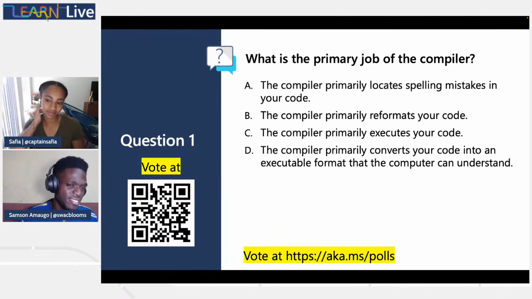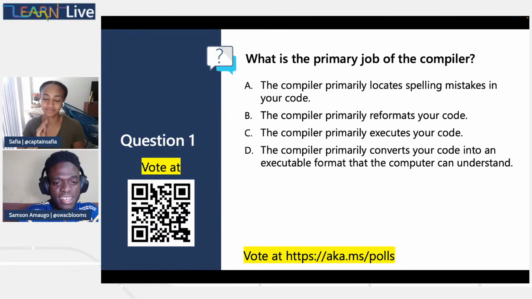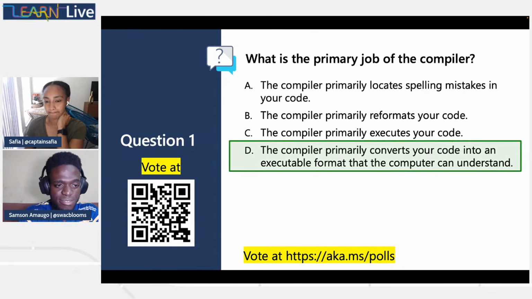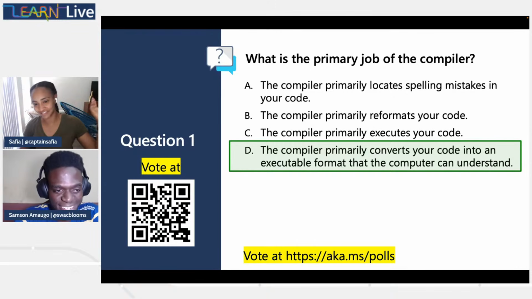Then the next one is C. The compiler primarily executes your code. Okay, let's see D before we conclude on that. The compiler primarily converts your code into an executable format that the computer can understand. That looks like the best option. What do you think? Yeah, definitely. Oh, looks like we were right. Yeah, and there's a subtlety here. Compilers produce code that can be executed, but compilers don't actually execute the code. They're part of this long magical process that changes the code you write to stuff that actually runs on your computer. That's cool.